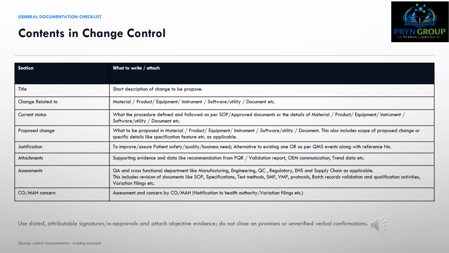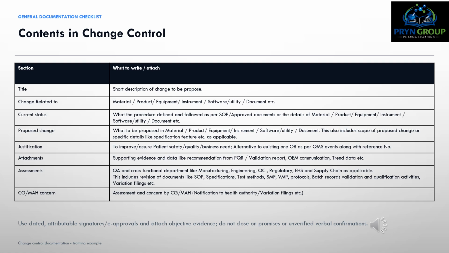Now we have to define the proposed change. What is to be proposed in the material, product, equipment, instrument, software, utility or document. Like suppose we have to change the material in XYZ formulation or the vendor for an API change. Then the product, suppose we have to introduce one new product or an alternative brand. Then the introduction of new equipment or the replacement of existing equipment.